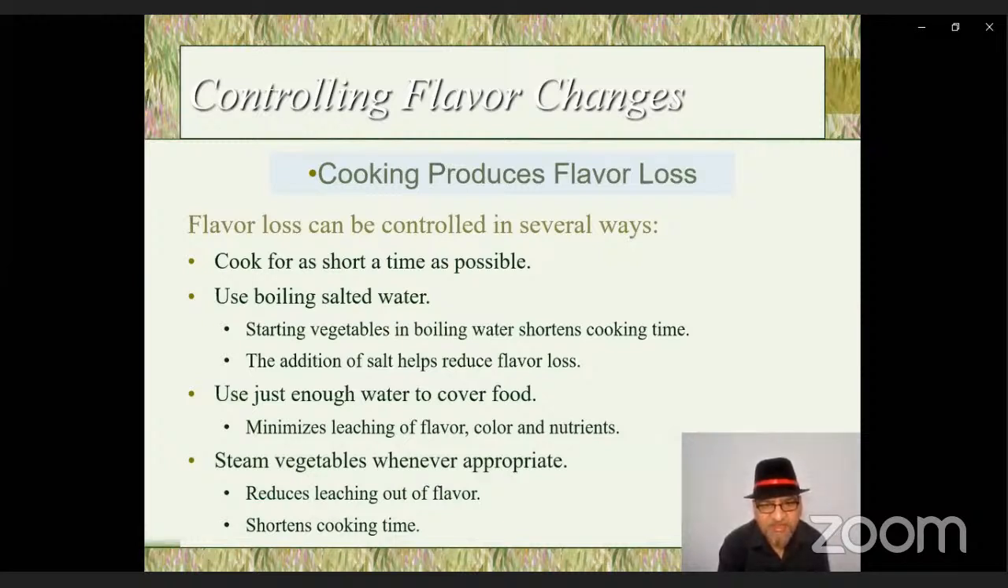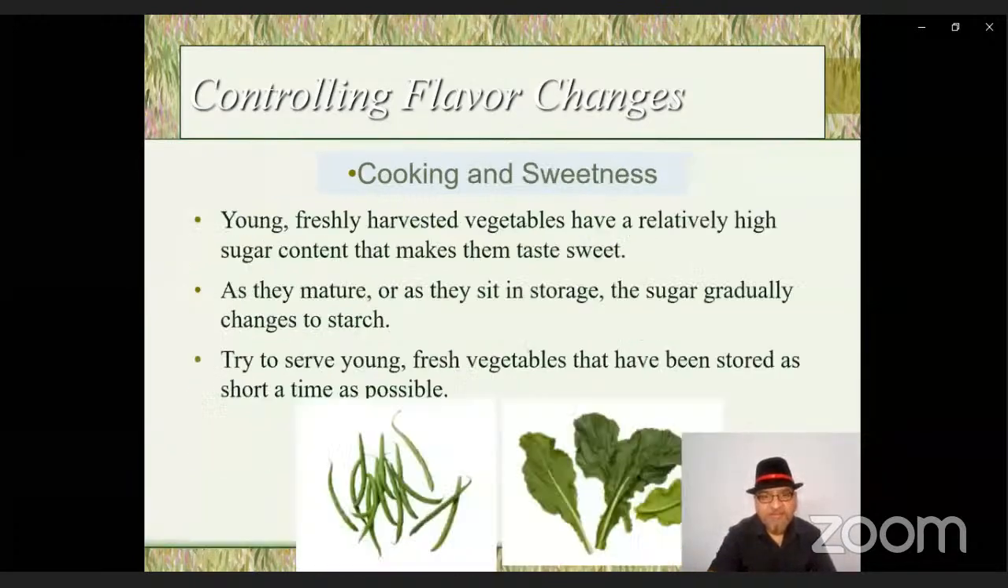The third point, use just enough water to cover the food. Minimizes leaching of flavor, color, and nutrients. Leaching means transferring of flavor, color, and nutrients from the vegetables to the medium in which they are being cooked, to the water. That is leaching. And fourth, steam vegetables wherever appropriate. Steaming reduces leaching out of flavor and it shortens the cooking time.